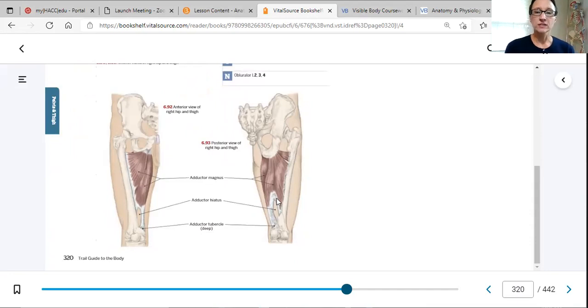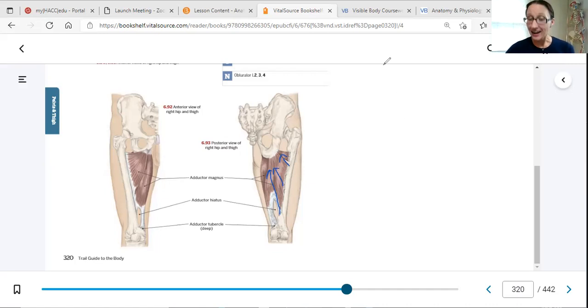Okay, so as far as actions are concerned, we have to remember that the insertion moves towards the origin. So we are going to be moving the hip, of course, and the muscles are going to be contracting in this direction, right? We're moving the origin toward the insertion. So I draw these arrows so that you can sort of visualize how the muscle is shortening.